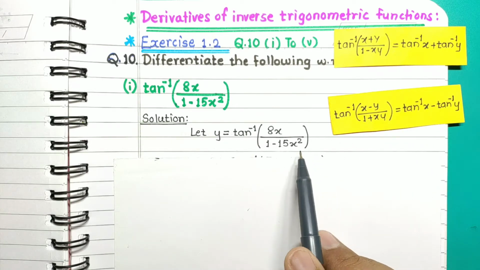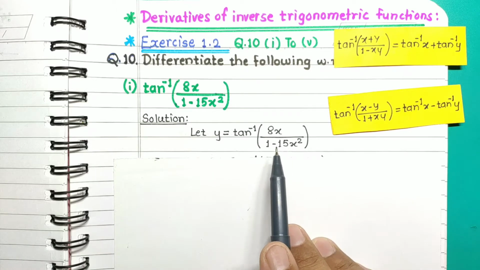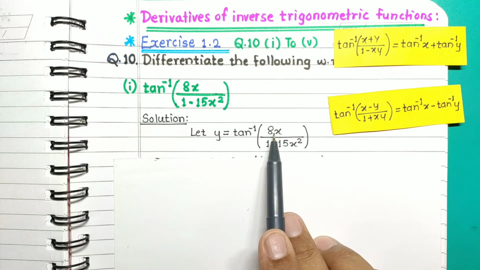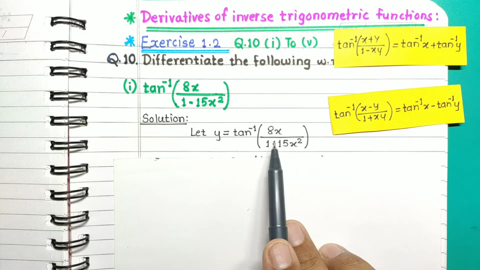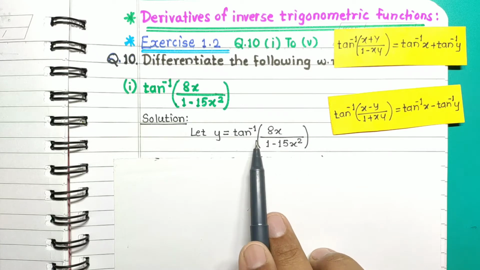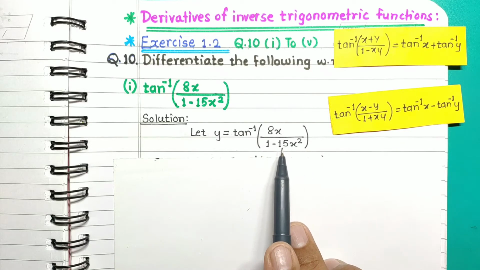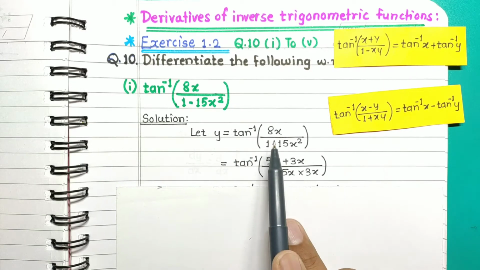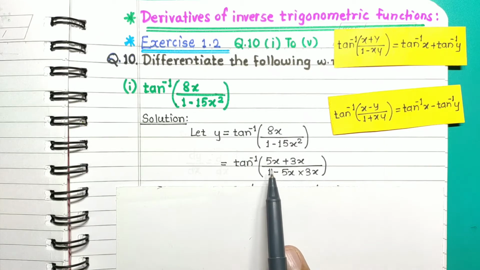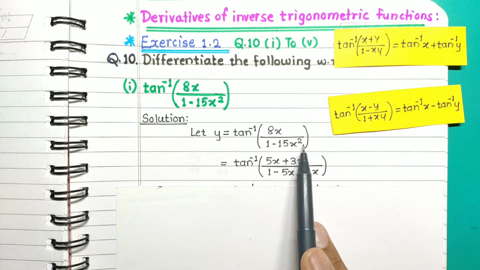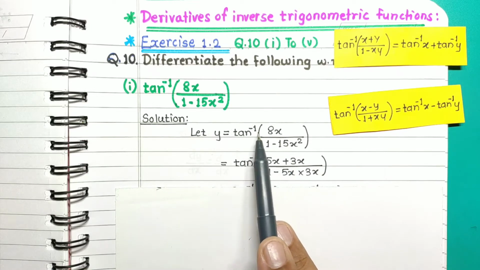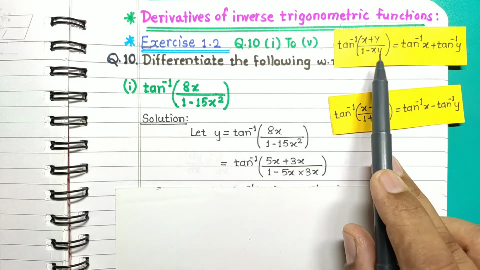For this you need some observation, and here you easily observe that we can write this 8x as 5x plus 3x, and the product of 5x and 3x is 15x square. So this is a very easy observation. We can write this 8x as 5x plus 3x, and at the denominator 1 minus, we can write this 15x square as 5x into 3x. So here we have arranged this function like this formula.